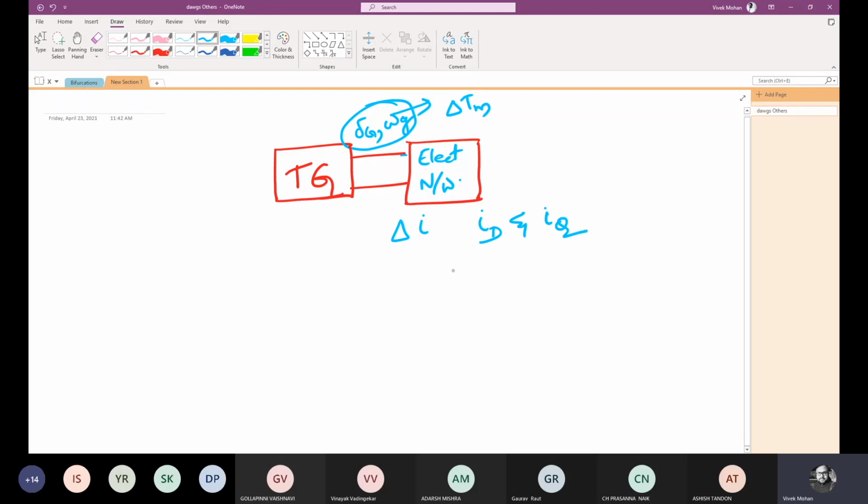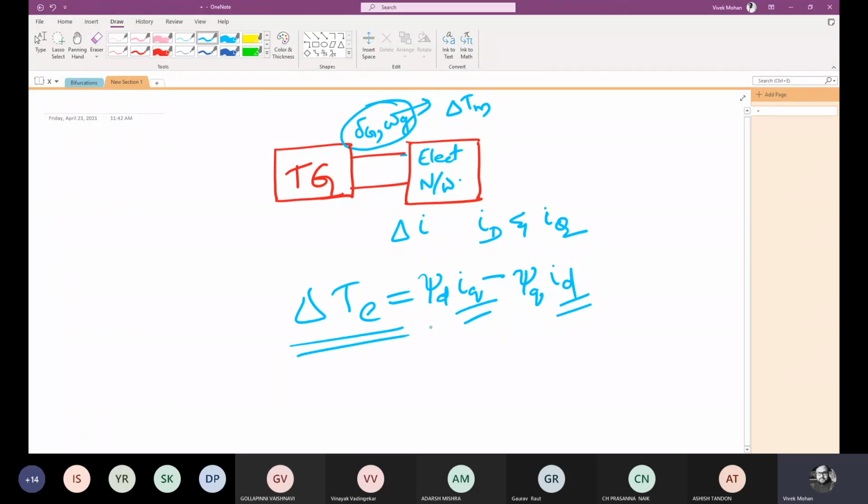Okay, now the electrical torque generated is psi d IQ minus psi q ID. So when ID and IQ are changed, electrical torque will change. Delta Te will come into picture. So the changes in electrical torque will further affect. That means ID and IQ are changed, there is a change in electrical torque. This may interact with the shaft oscillations or the torsional oscillations in the system.